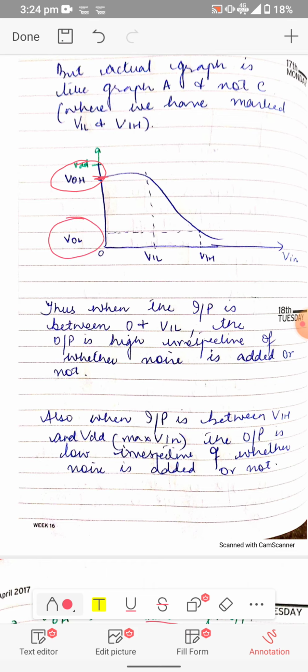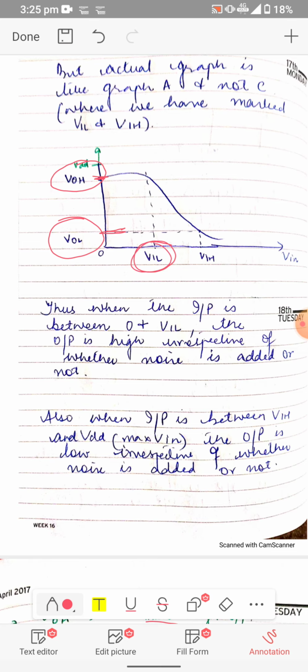Okay, what is VOL? VOL is the maximum low output. If your output comes anywhere from 0 to VOL, then we say that the output is low. So what is the maximum allowable low output? That is VOL.